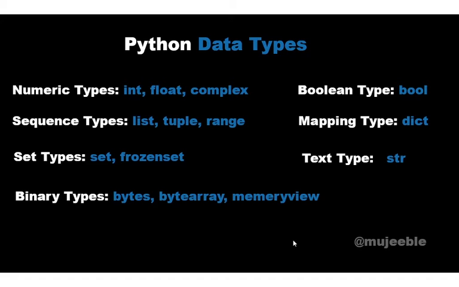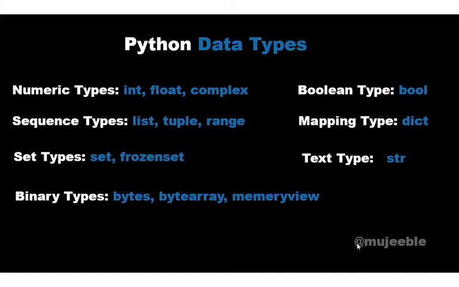In the sequence category, we have list, tuple, and range. In the set category, we have set and frozenset. In binary, we have bytes, bytearray, and memoryview. In the boolean type, we have bool, which is represented by bool. In the mapping category, we have dict. In the text category, we have string, which is represented by str. These are all the categories of Python built-in data types.